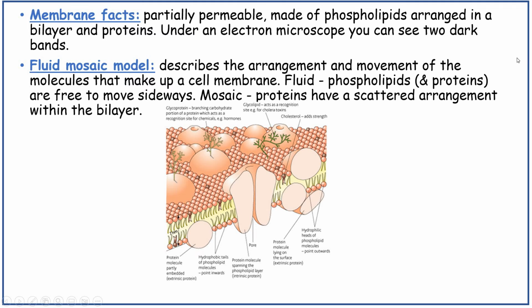So some membrane facts: they are partially permeable and they are made of phospholipids arranged in a bilayer and also proteins. And under an electron microscope, you can see two dark bands which indicate the cell membrane. The fluid mosaic model describes the arrangement and movement of the molecules that make up a cell membrane. The fluid is that phospholipids and proteins are free to move sideways, and the mosaic is that proteins have a scattered arrangement within the bilayer.